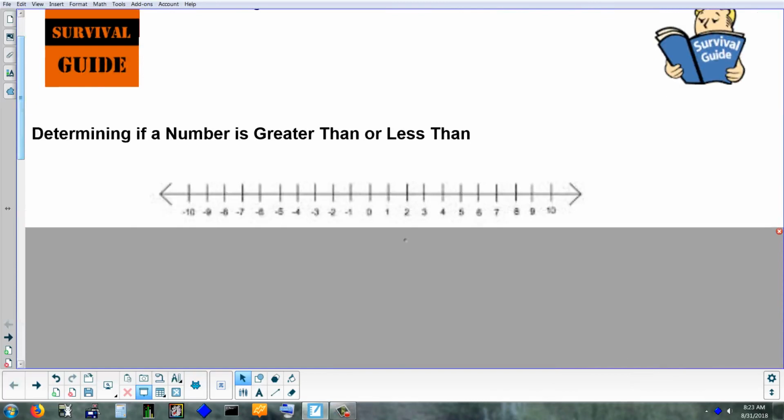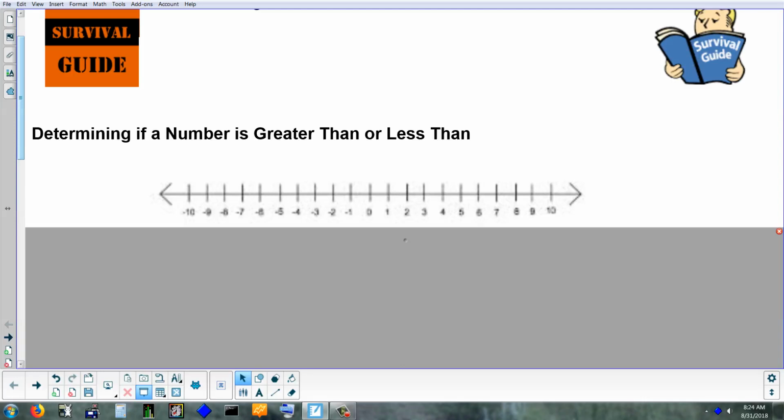If you think about it on a number line, think about left and right. Which way do the numbers get bigger? Are numbers bigger if you head to the right, or are numbers bigger as you head to the left? Yeah, go ahead, Matt. To the right.